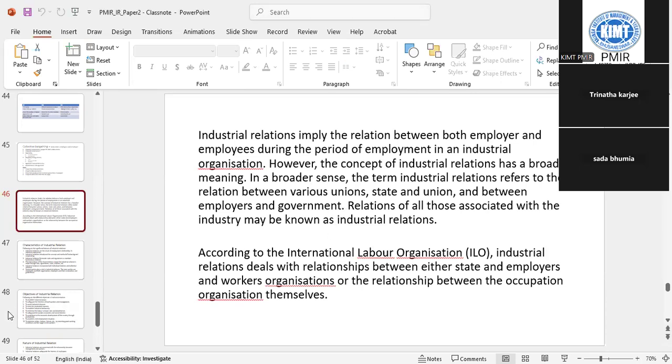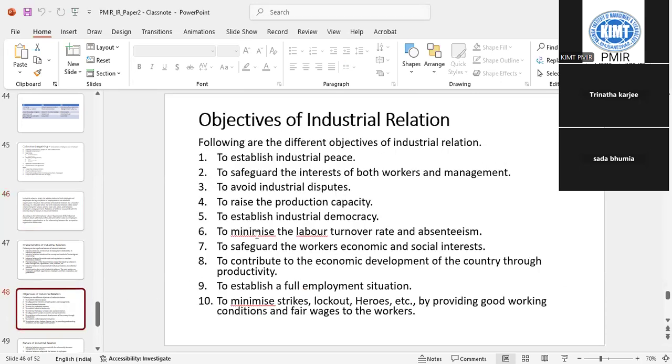We'll discuss then the objective. What is the main objective of industrial relations? Why is this relationship good? So what is the main objective of industrial relationship? To keep good relations between employer and employee. This is what I have written exactly in the 10 points.